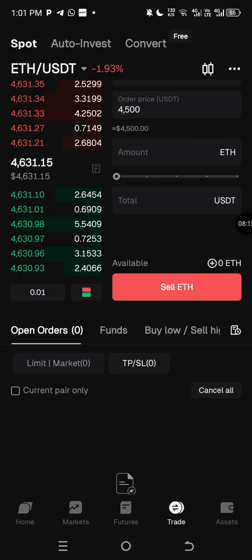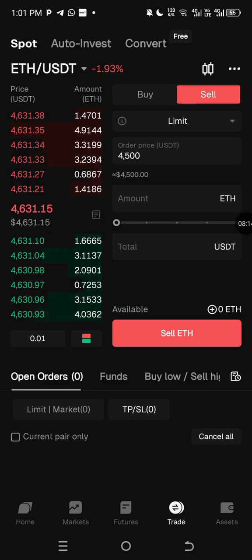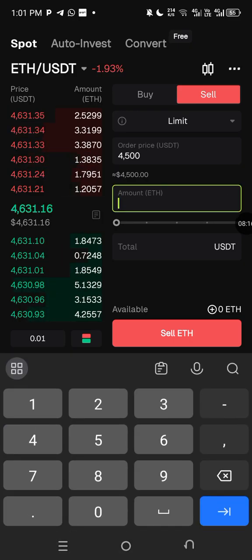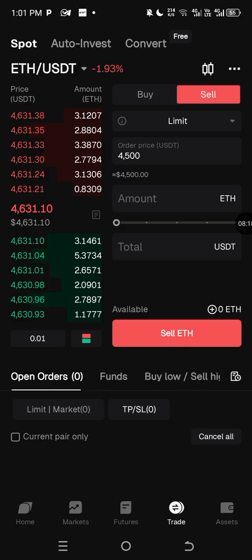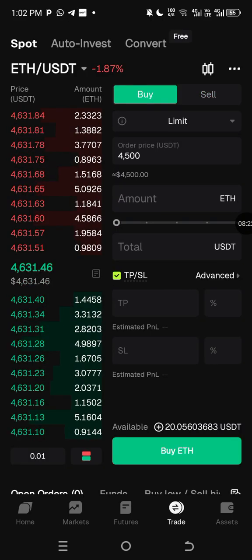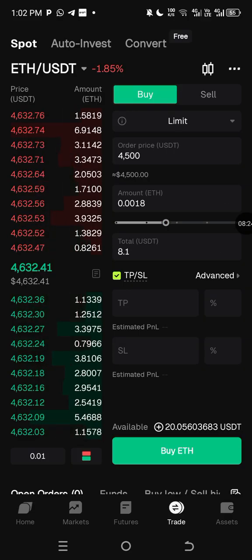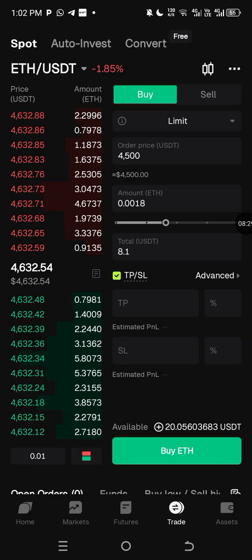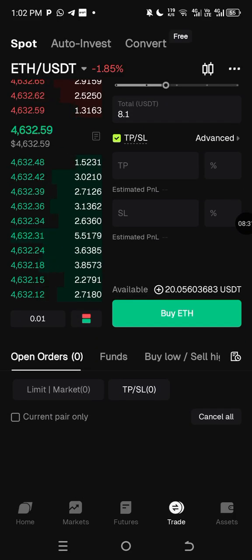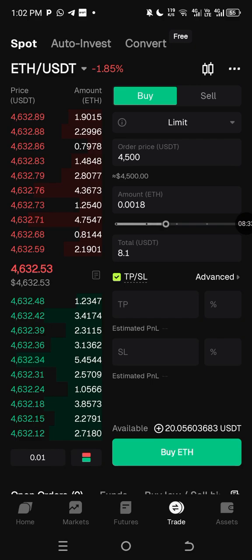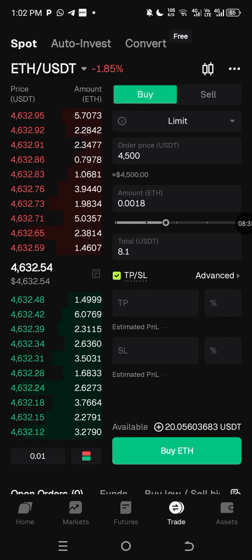Are you seeing it now? If price gets to 4.5, this is how much I want to buy. I'll put my SL, put my TP, just the same way we did, and I will initiate a buy. And whenever price gets to that level, immediately it will start buying.